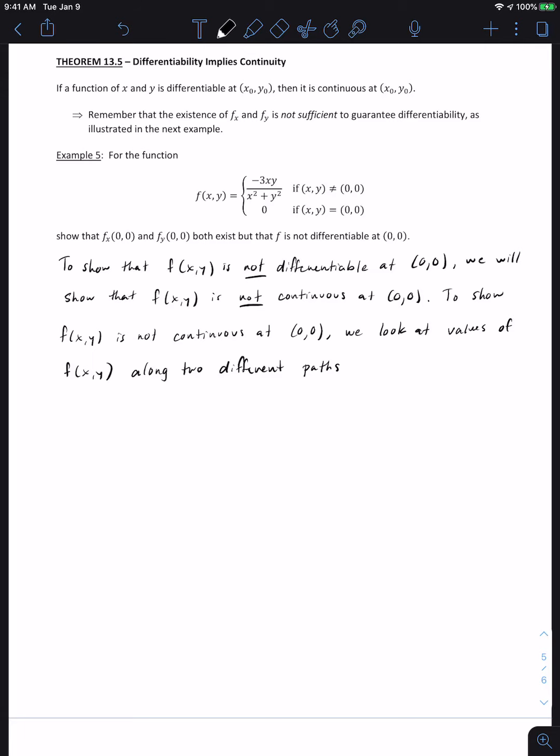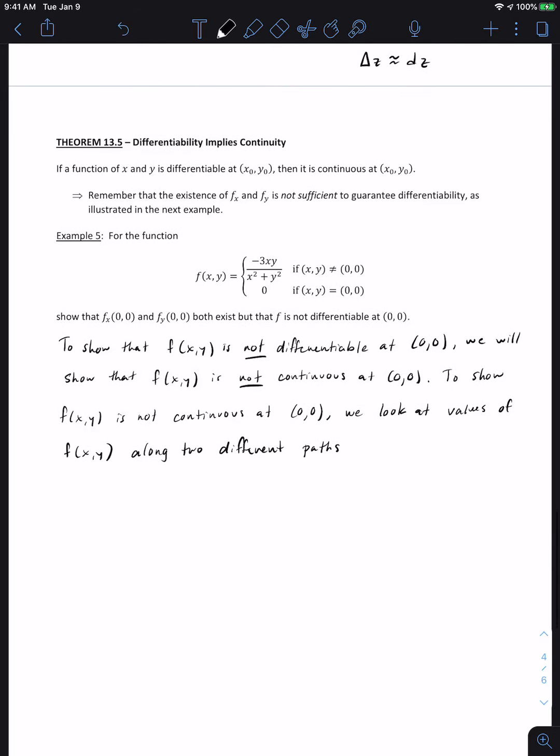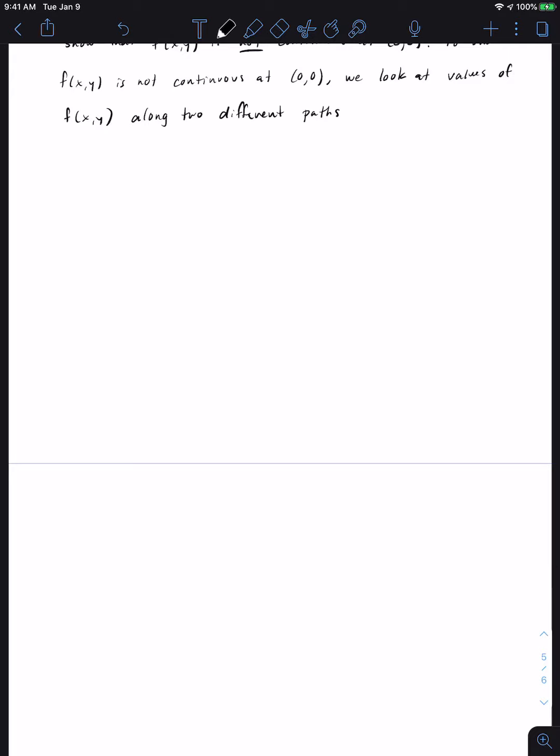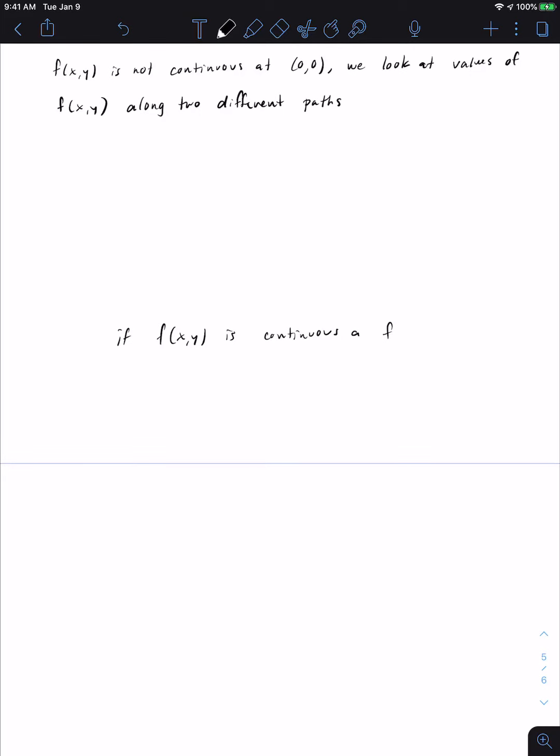Right? Because remember, in order for a two-sided function to be continuous, if f of x, y is continuous at a point (x naught, y naught), we must have that the limit as (x, y) approaches (x naught, y naught) of f of x, y has to equal the function value there, right? We learned that in the last section. In order to be continuous, the limit has to be equal to the function value.